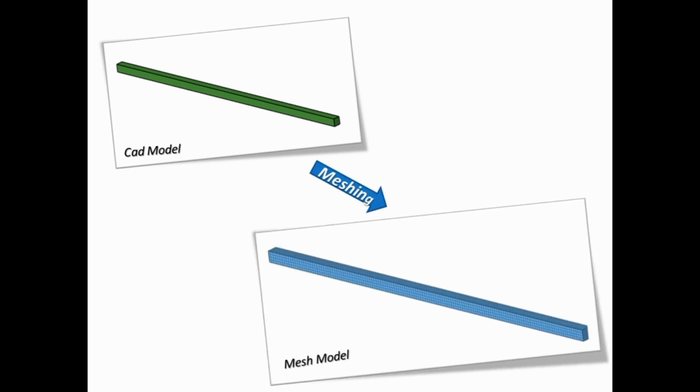Step 2, that is meshing. Meshing is a critical operation in finite element analysis. In this operation, the CAD geometry is divided into a large number of small pieces. These small pieces are called a mesh.